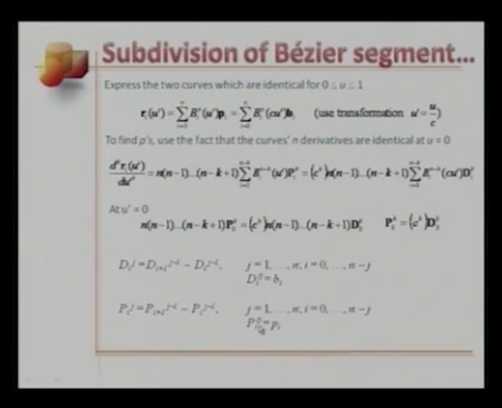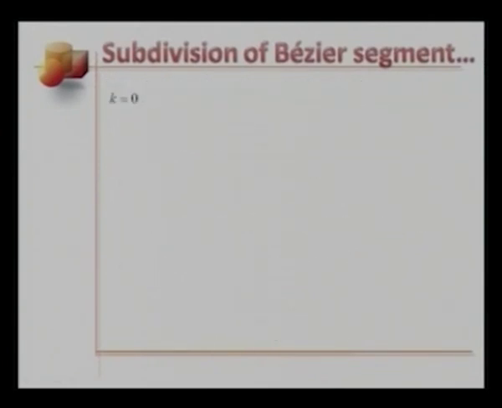P sub i super 0 is equal to small p sub i. Now for k is equal to 0, the equation gives p sub 0 super 0 is equal to c raised to 0 times d sub 0 super 0, which means that the first new control point is the same as the first old control point.